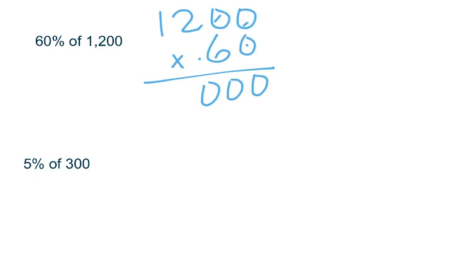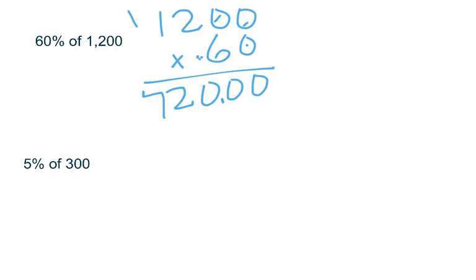6 times 2 is 12. Carry the 1. 6 times 1 is 6 plus 1. And there we go. We have 72,000. But even though it says that, I have a decimal here. It's not really 72,000. I have to make sure I put the decimal in the correct place.